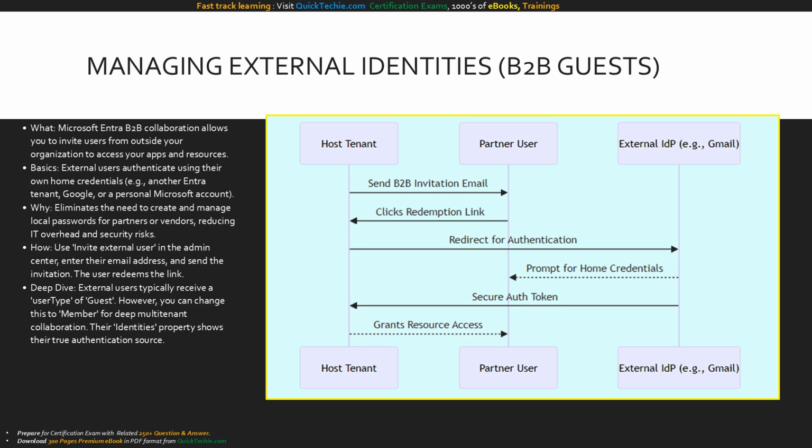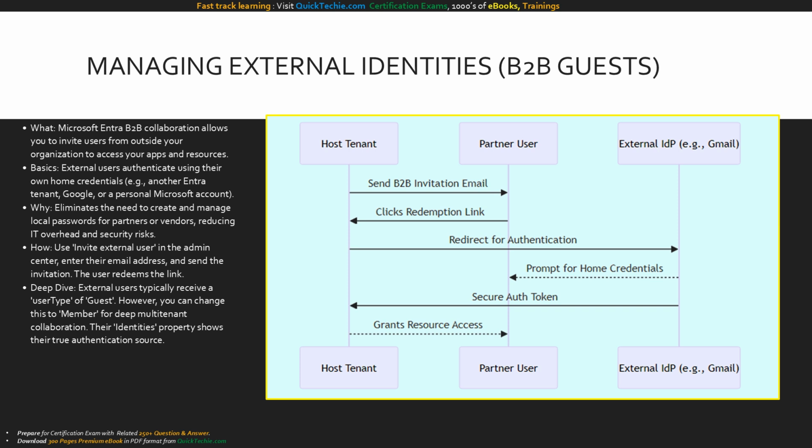Why do this? It completely eliminates the need for your IT desk to create, manage, or reset passwords for vendors, heavily reducing security risks and overhead. How do you add them? Simply use the Invite External User button, type their email, and they receive a redemption link. Deep dive time. By default, invited users get a user type attribute set to guest. However, if you are a multi-tenant organization, say, a conglomerate with different subsidiaries, you can actually change their user type to member. This grants them internal-level access while still authenticating against their original home tenant.